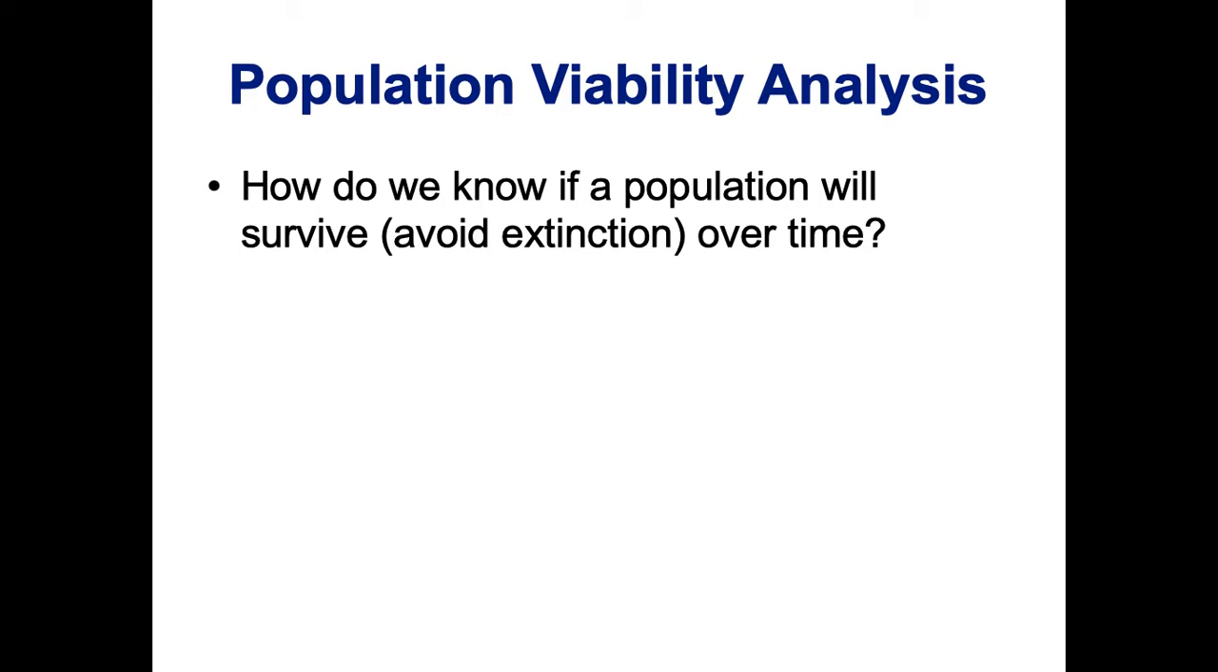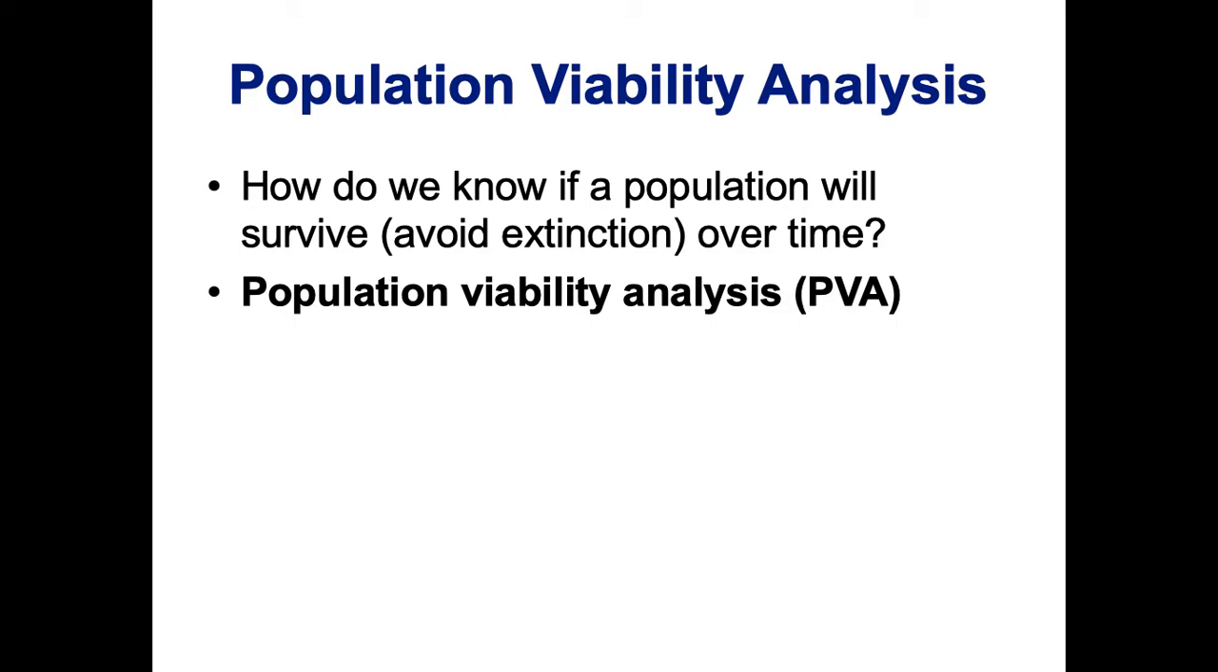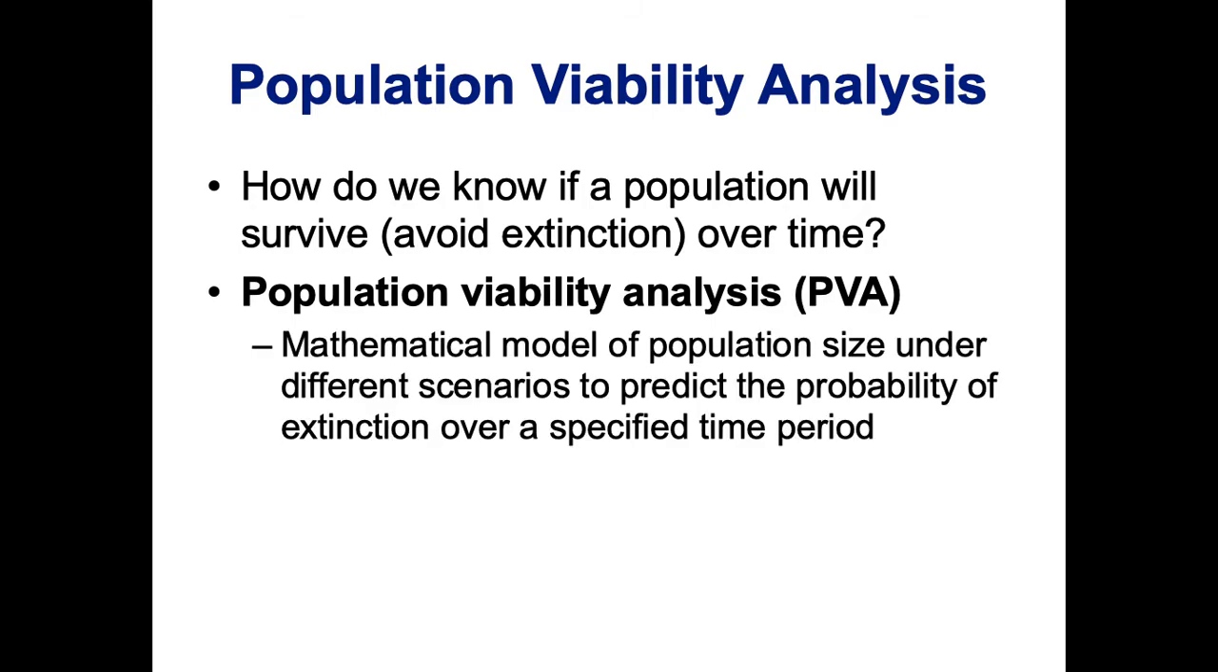The basic idea is that we want to know if a population will survive over a certain amount of time and be able to avoid extinction. Population viability analysis is one way to make an estimate of an answer for this question. So it's basically a mathematical model of population size, and you can use different scenarios to predict the probability of extinction over a specified time period.